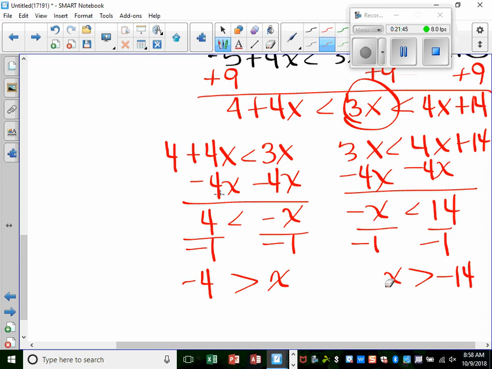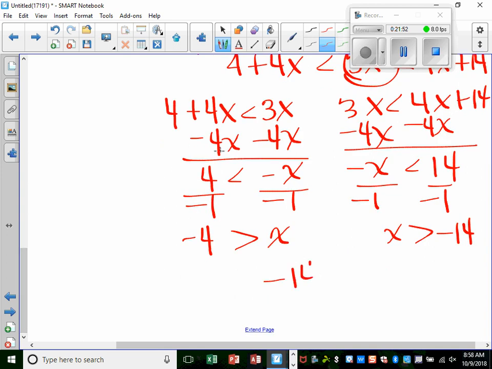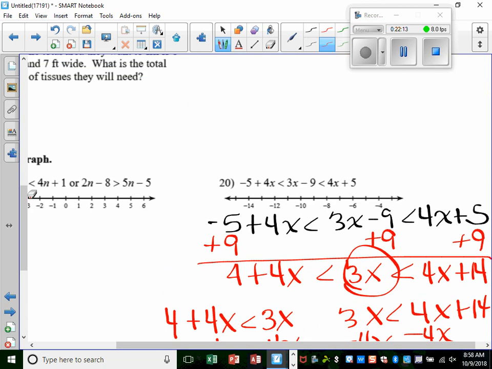And let's see. So when I write this in set builder notation, which number do I write first? The negative 14 is less than x, which is less than negative 4. And then you put your bar, put your x, and put the set brackets. Okay. So when you do your graph, it should be between negative 14 and negative 4. Open circles on both. And shade it in between.